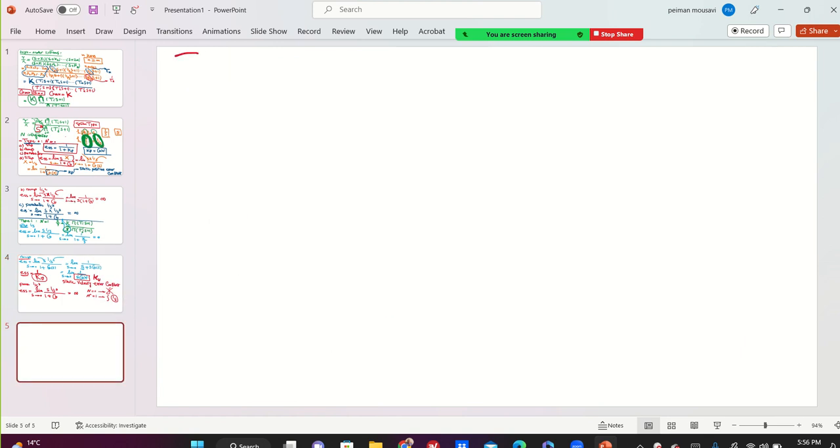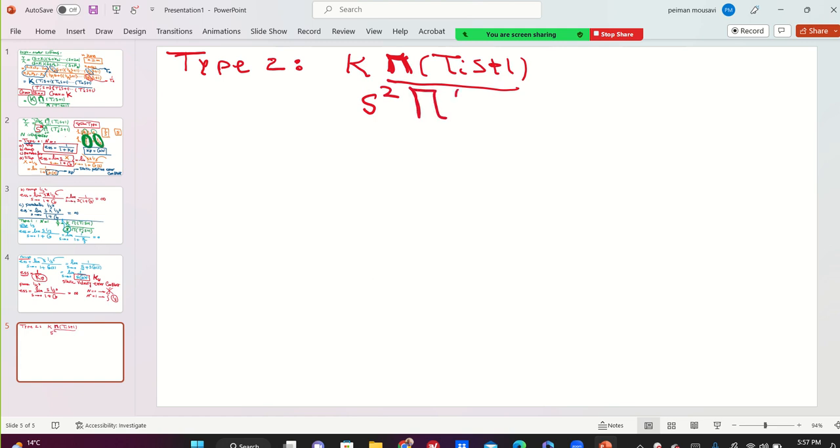Now let's go to the last type. Type 2 system means how many integrators? 2. It's going to be K PI, T_i s plus 1, over s squared, T prime j s plus 1. The system has 2 integrators.